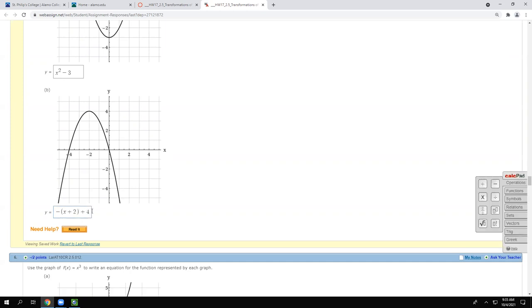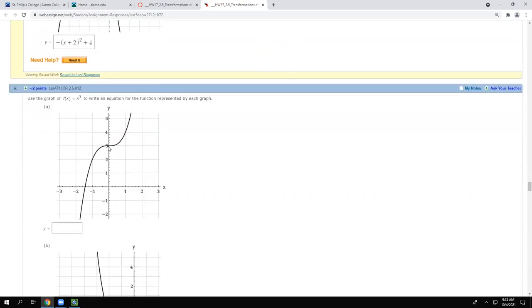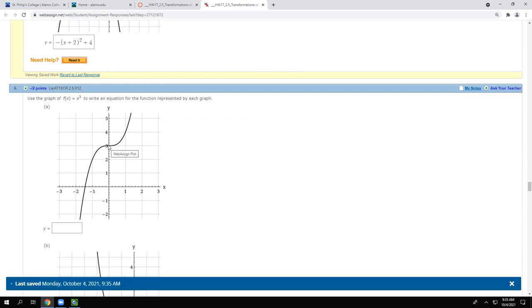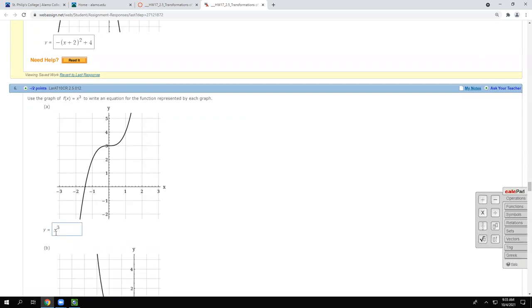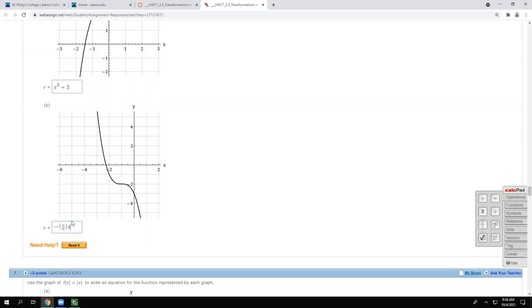Oops, my parent function was a square, was it not? I can't leave off the square. Okay, this one's a cube. And it did not flip, but it did do what? So this would be x^3 and then +3. Now this one did flip, so it is gonna have a negative in front. And I'm just gonna leave it in parentheses until I figure out whether or not I need to put something up there.